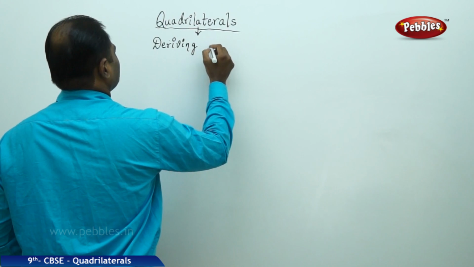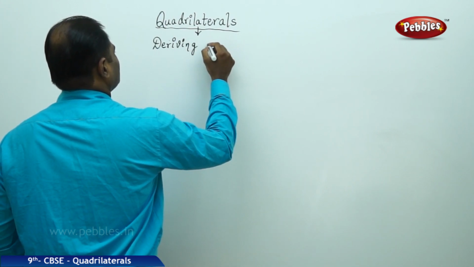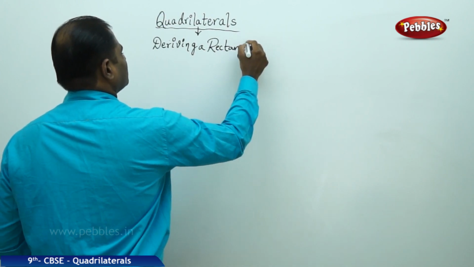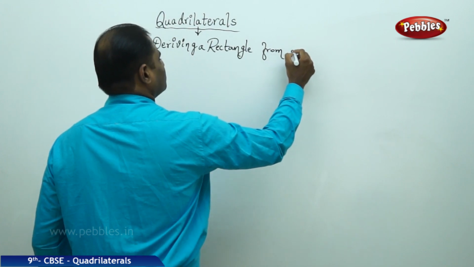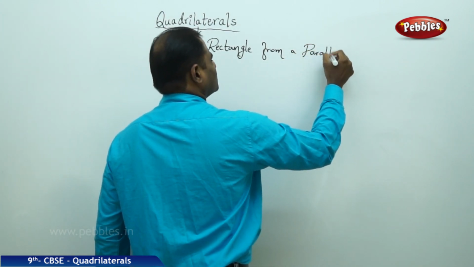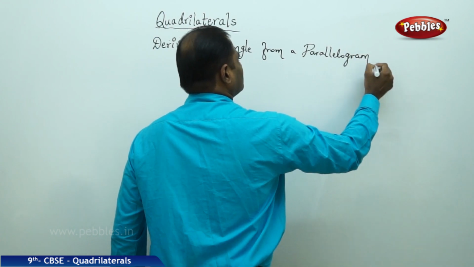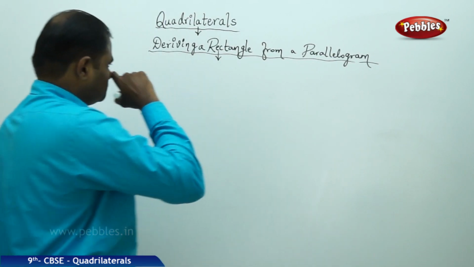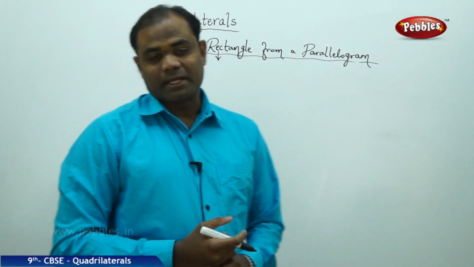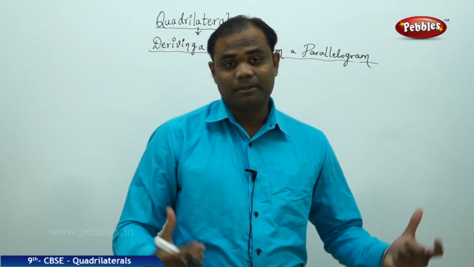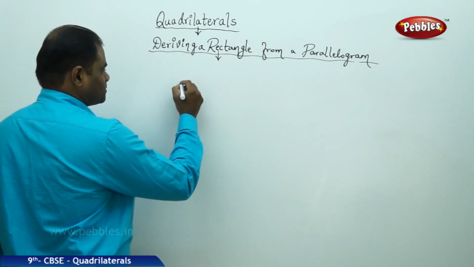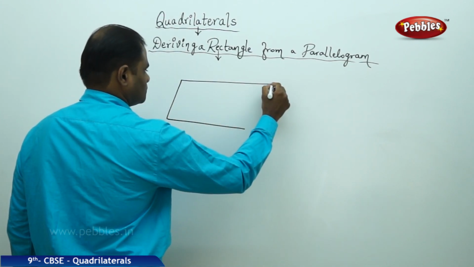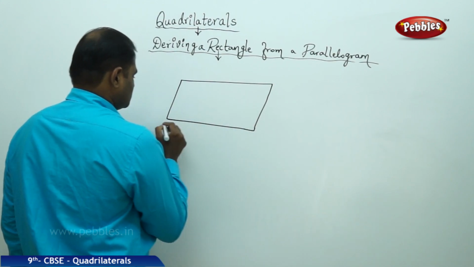Deriving a rectangle from a parallelogram. So let's see how a rectangle is derived from a parallelogram ABCD. So here is the parallelogram ABCD.